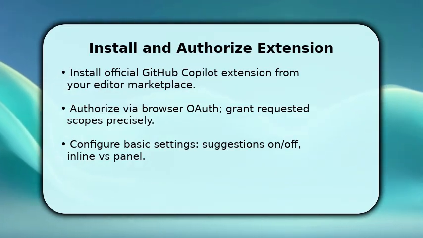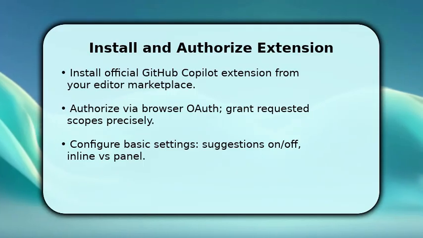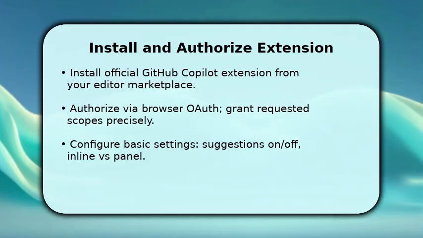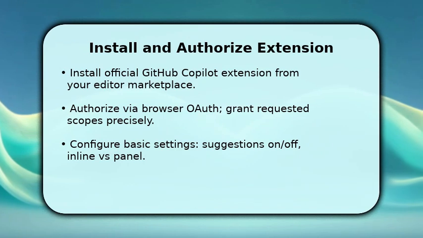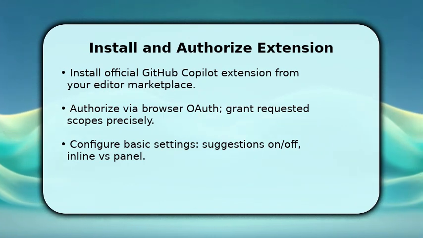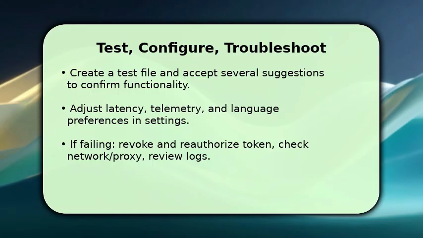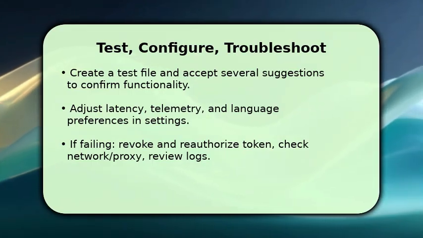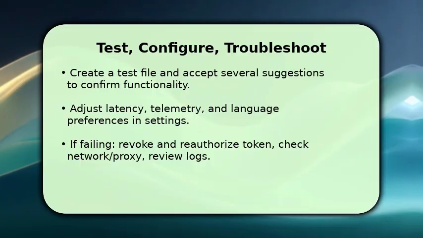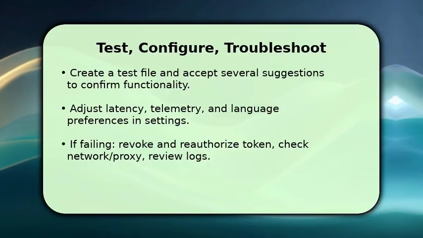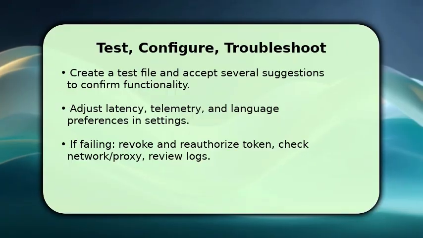Then customize basic settings. Enable inline suggestions or panel mode and set file type preferences to tailor it. You finish by validating Copilot. Open a small project, type a comment to prompt code, and accept a few suggestions to ensure live responses. Once verified, fine-tune behavior, reduce suggestion latency, toggle telemetry, and set preferred languages.